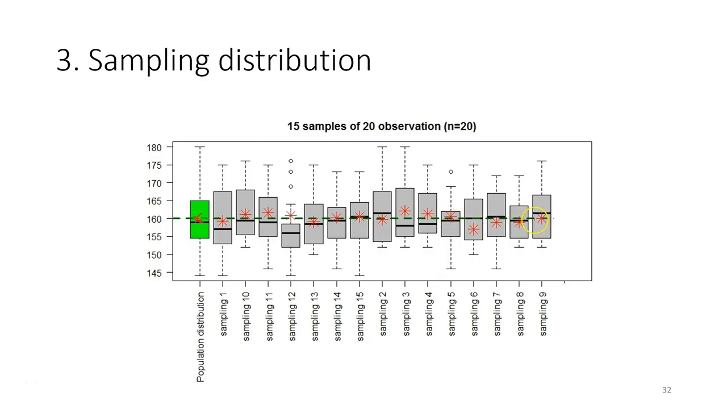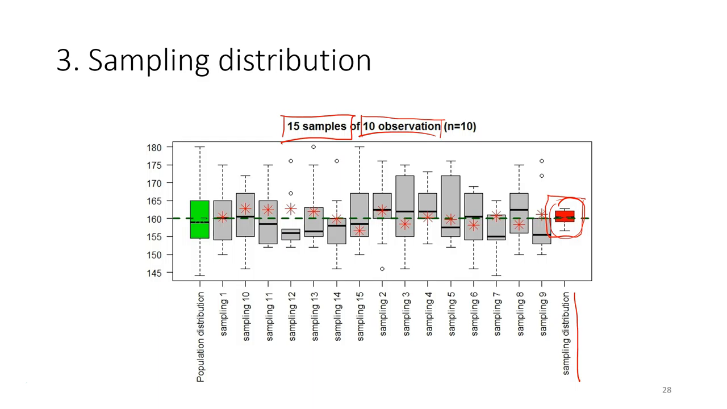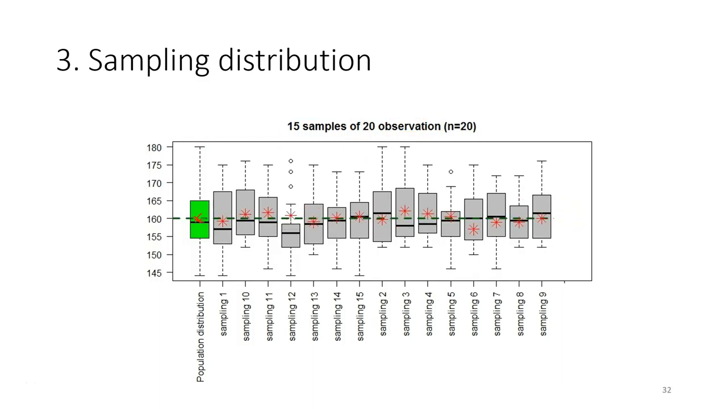Based on these sample statistics, the sample means, we can take all these 15 means and make a box plot to make a sampling distribution. After that, we can calculate the mean of this sampling distribution. As you can see, the mean of this sampling distribution is almost the same as the population mean. You might also observe that the variation of the sample means is much smaller than in the example before. That means the sample size has a very big implication on the sampling distribution, even though the samples are from the same population.